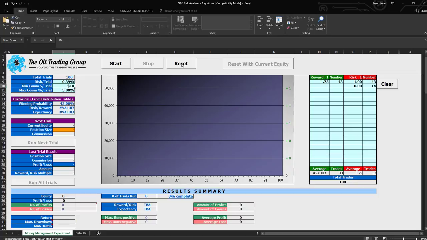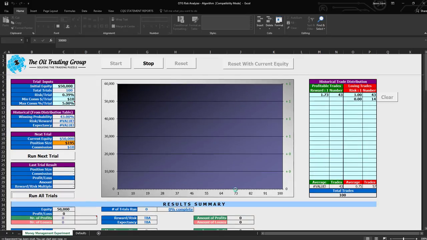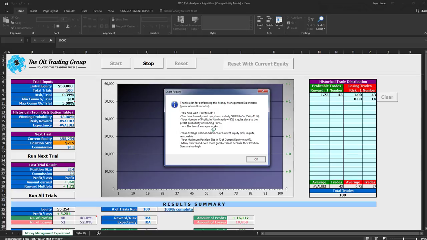So what you do with this spreadsheet, you hit reset, we hit start, and then we come down and hit the run all trials button. And this basically says that at this simulated rate of winning 48% versus 43% over the course of 100 trades, you're going to profit $5,200. Well, we're at 847 ticks right now, so that's pretty close. Your win ratio is a little bit higher at 48% than the average of 43%. And again, these are randomly distributed numbers through this spreadsheet.